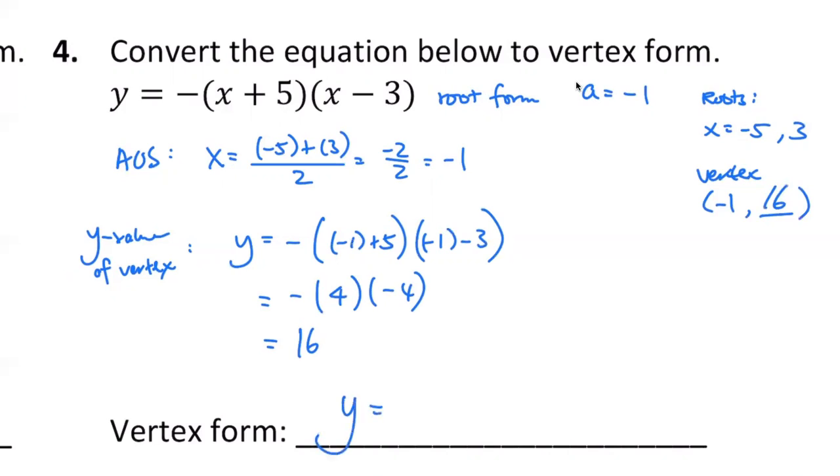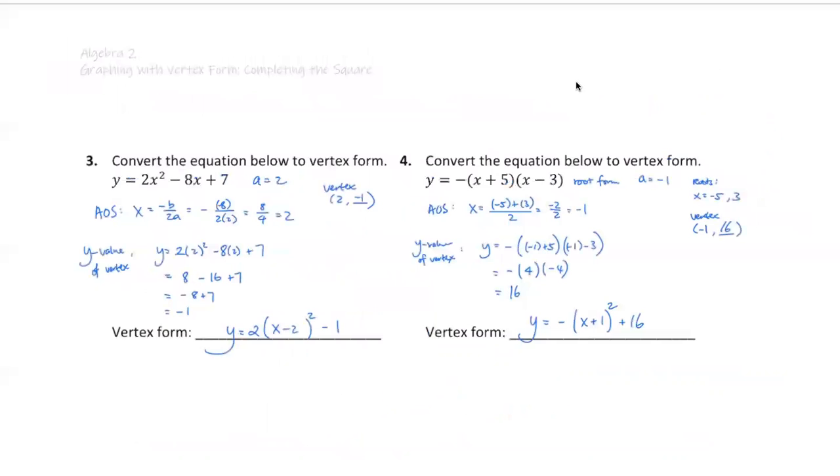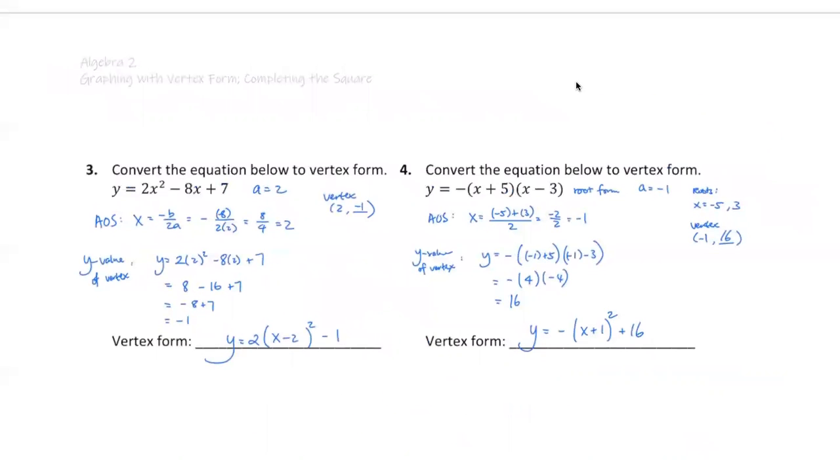So what's the vertex form? It's going to be negative 1 times x plus 1, because of x minus negative 1. Don't forget the square. And then plus 16. Okay, see? Nice and easy. Should not take you more than 1 minute to figure all these out.